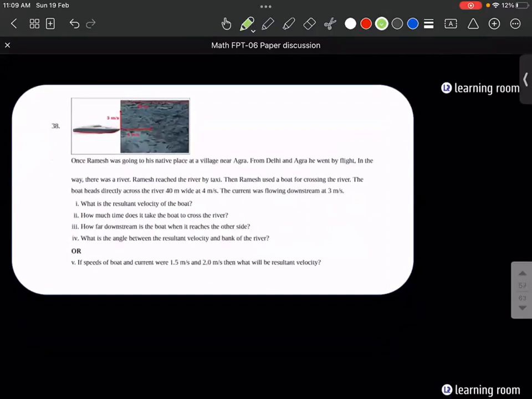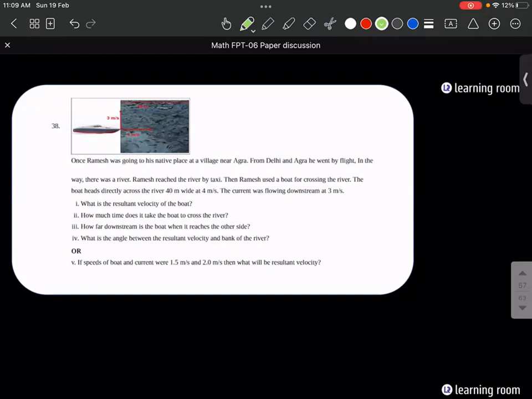It's a simple problem. This 38th one is also a problem based on vectors, and you would have seen this kind of problem in physics also in your 11th standard. Right. So once Ramesh was going to his native place at a village near Agra. From Delhi to Agra, he went by flight, and on the way there was a river. Ramesh reached the river by taxi. Ramesh used a boat for crossing the river. The boat heads directly across the river, 40 meters wide, at 4 meters per second. The current was flowing downstream at 3 meters per second. What is the resultant velocity of the boat?